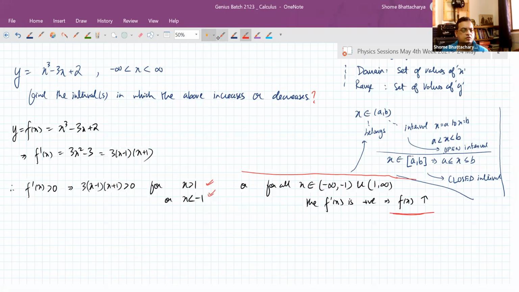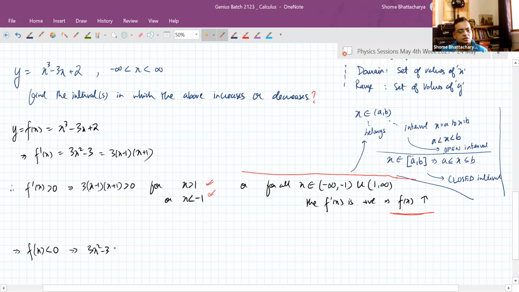So the function is increasing in this interval before -1 and after 1. Okay. Whereas now if I analyze where the derivative is negative, I'll get this relation that 3x square minus 3 should be less than 0. So that means x should be greater than -1 but less than 1. Or we can say that for x belonging to the open interval -1 to 1, f(x) is decreasing in nature.